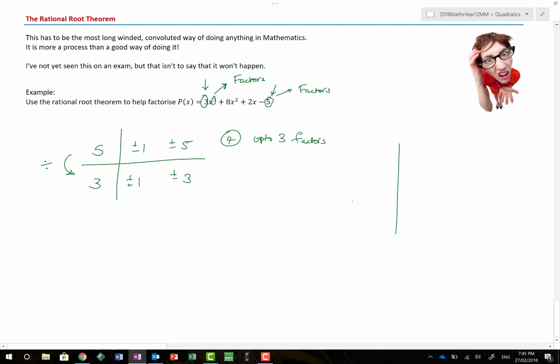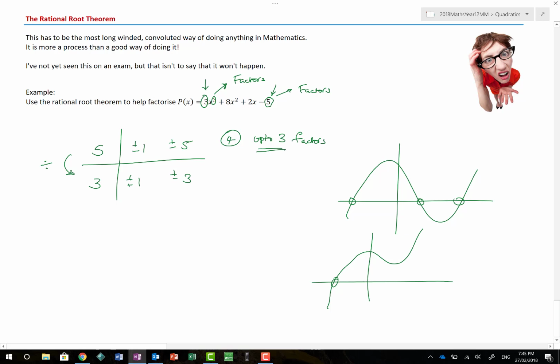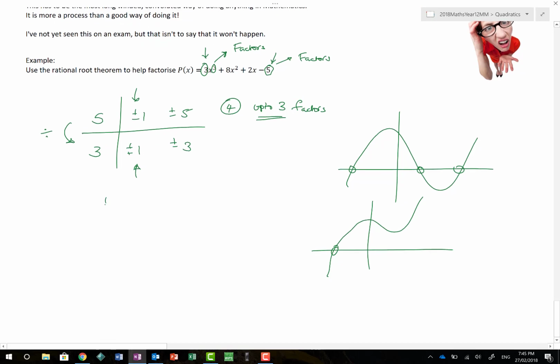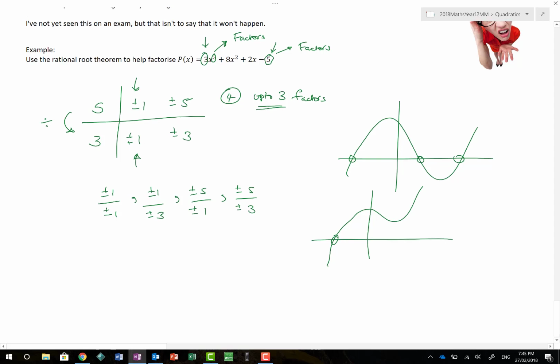Why? Because if you remember, with a cubic, we may have a situation where there are 3 crossing points, but just as likely, there might be a situation where there's only 1. So that's why we say up to 3 factors. How do we find them? Well, we take each of the top values and divide them by each of the bottom values to give us our 4 factors. So we have plus or minus 1 divided by plus or minus 1, plus or minus 1 divided by plus or minus 3, plus or minus 5 divided by plus or minus 1, plus or minus 5 divided by plus or minus 3. Oy. So what does that now mean?